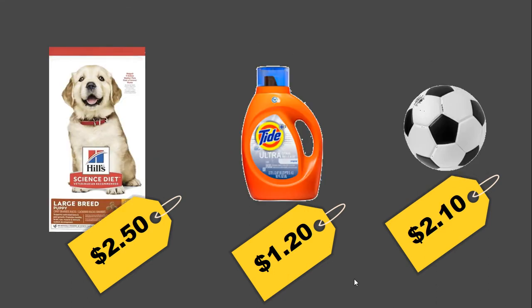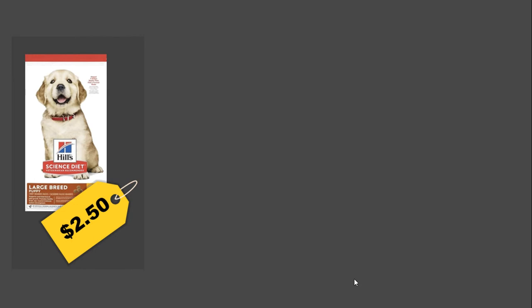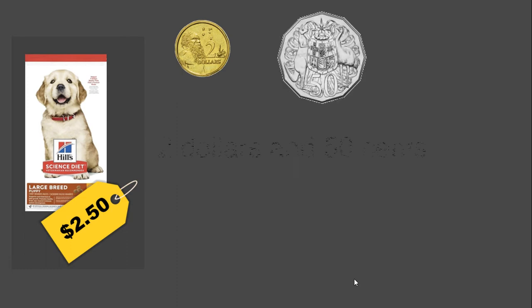But what happens when you don't need just one coin? We've got three amounts here. We have some dog food with a price of $2.50. We have some laundry detergent, $1.20, and a soccer ball, $2.10. So we're going to look at each of those and what that looks like. We have the dog food for $2.50. To pay for this, you will need a $2 coin and a 50-cent coin.